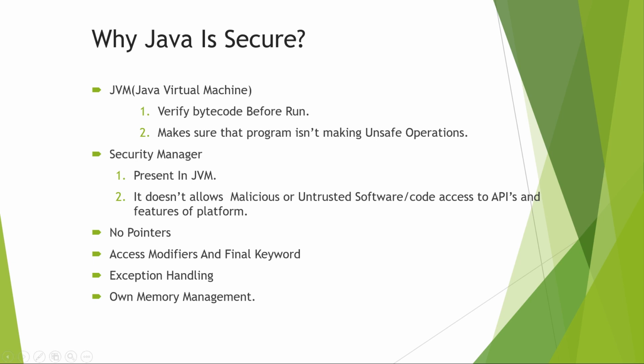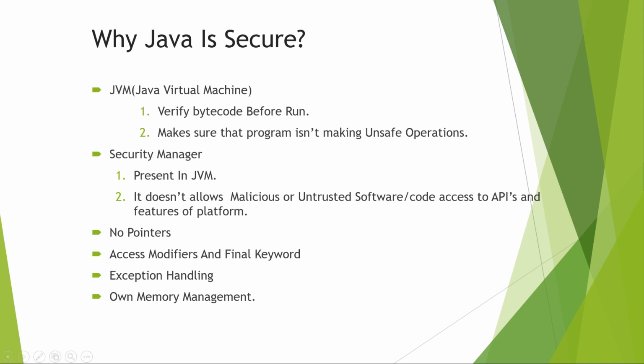After that, we have the pointer. Inside C++, we have a pointer, and all the information is stored inside one platform. If a hacker accesses that pointer, they will know all the information present inside it. So Java people removed the pointer from Java. That also makes our Java secure.